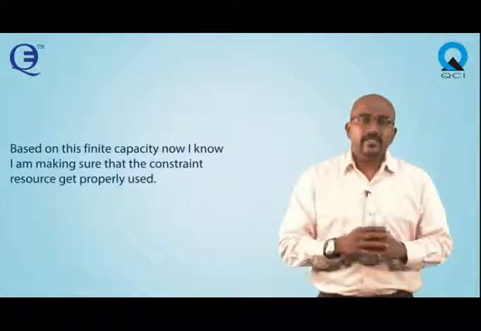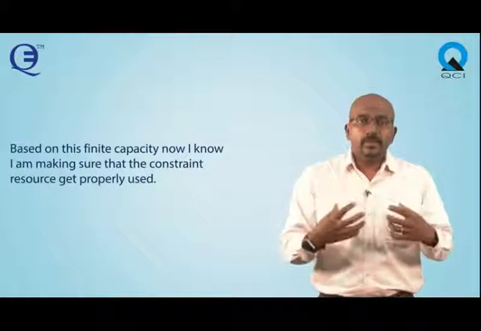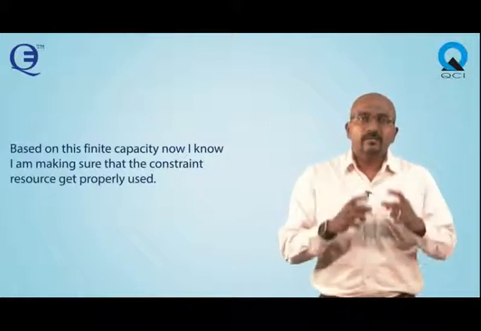So I have separated the ones which are non-constrained from the ones which are constrained. I take the constraint and I do a detailed finite capacity scheduling on that. Based on this finite capacity, now I know I am making sure that the constrained resource gets properly used. And when I say properly used, that means all the priorities, sequencing of materials flowing through the system get decided by this schedule.